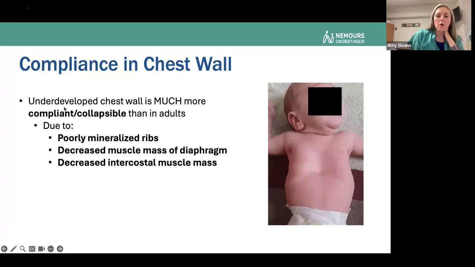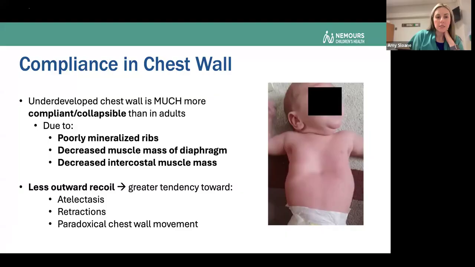And because of this, the chest wall provides less outward recoil to oppose the lung's natural tendency to collapse. So as a result, there's a greater tendency toward atelectasis. It's where your visible retractions come from, and even sometimes paradoxical chest wall movement during breathing. So this makes maintaining lung volume much more challenging.